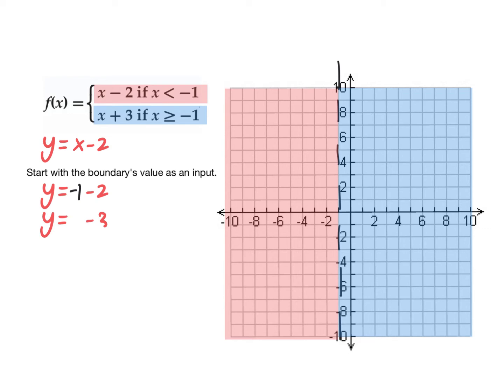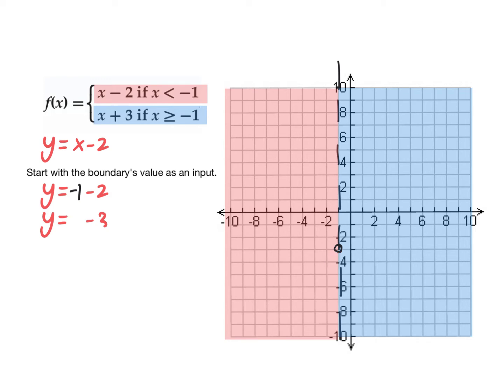So like we did when we did linear inequalities, we're going to have an open circle at the point negative 1, negative 3. And it's going to look like that. So here's the point, negative 1, negative 3. So I go over 1 to the left, down 3. It's an open circle because it's less than negative 1. It can't actually equal negative 1.